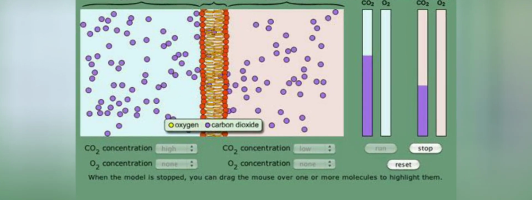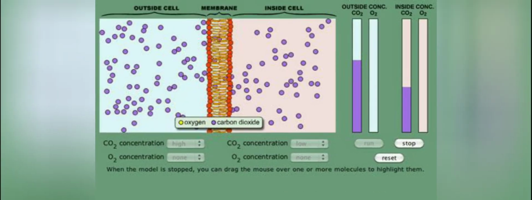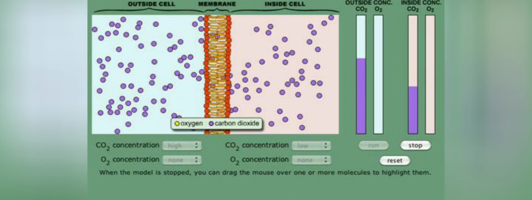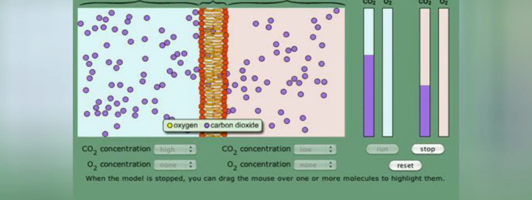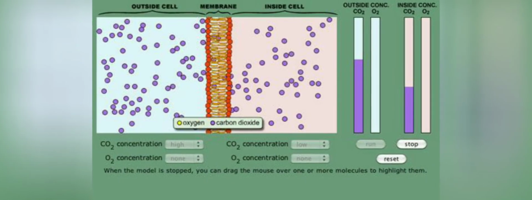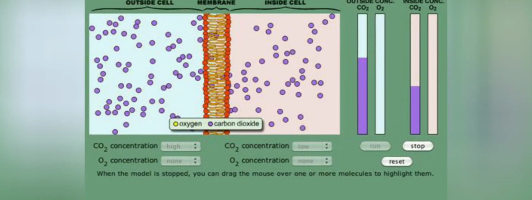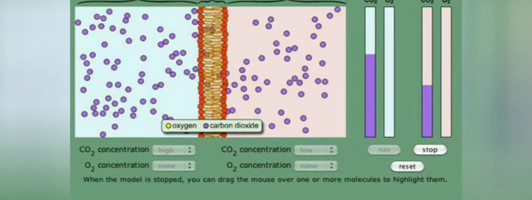Okay. So similarly, oxygen enters the cell by the process of diffusion when the concentration of oxygen inside the cell decreases. Thus, diffusion plays an important role in gas exchange between the cells as well as between the cell and its external environment. Right?